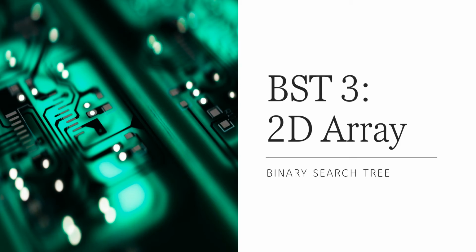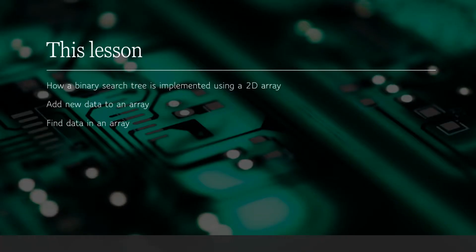Welcome back. This is the third lesson in the topic of binary search trees, and in this lesson we'll look at how to show a binary search tree in a 2D array. We've already looked at putting trees into arrays, and this is very, very similar. In this lesson we'll look at making a binary search tree in a 2D array and how we do those operations of adding and finding data in the tree if it's implemented as an array.